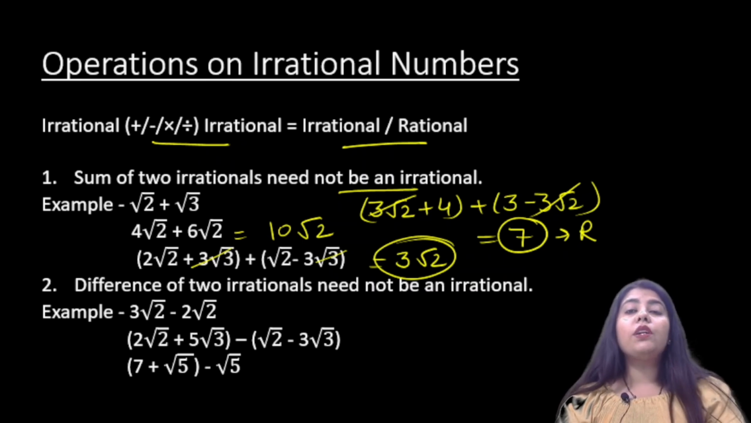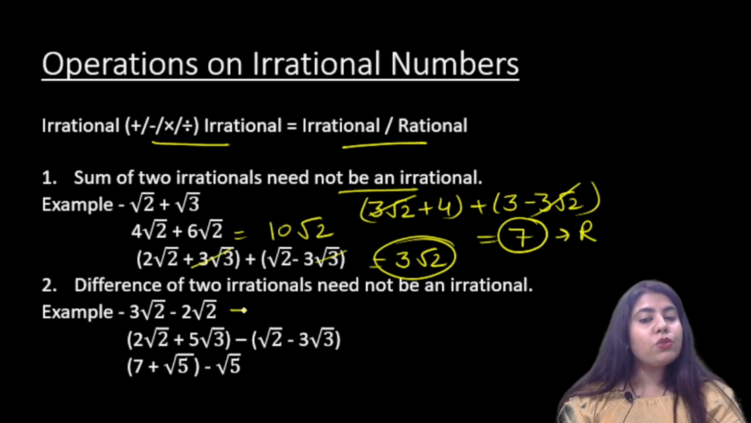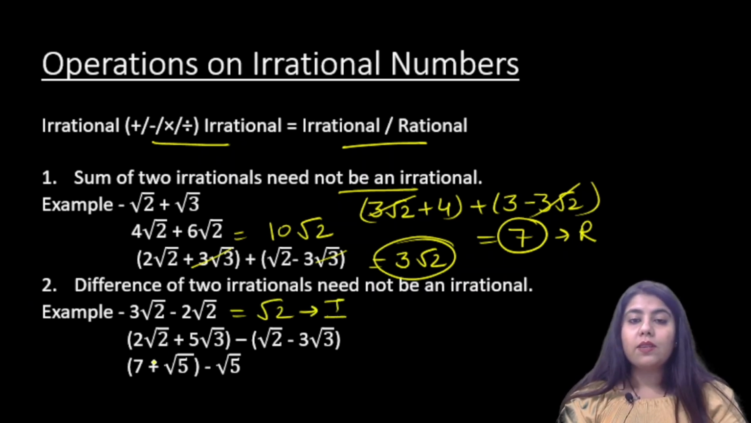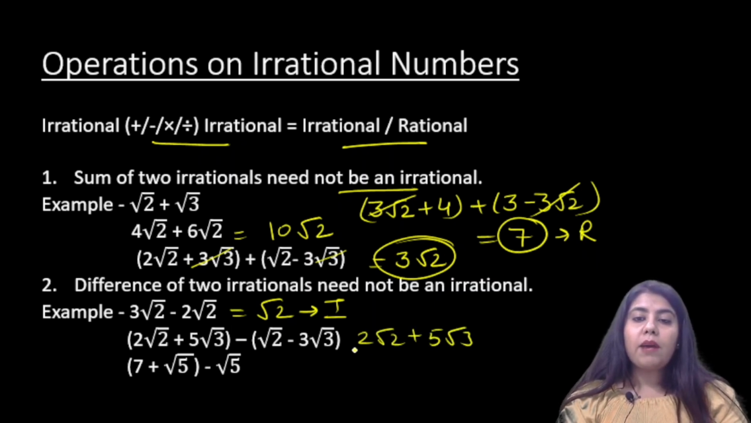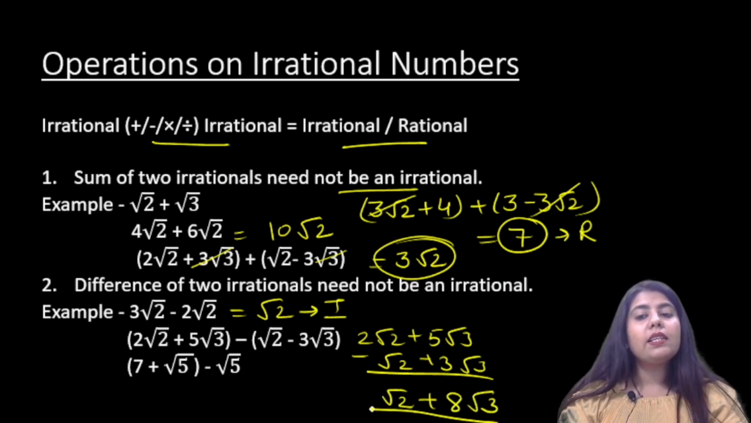Similarly, if we talk about the difference of two irrational numbers, it can also be rational or irrational, meaning it need not be irrational. Let us take the examples. 3 root 2 minus 2 root 2 is root 2, which is irrational, right? Next, 2 root 2 plus 5 root 3 minus root 2 minus 3 root 3. When we solve it, we get 2 root 2 plus 5 root 3 minus root 2 plus 3 root 3. 2 root 2 minus root 2 is root 2, and 5 root 3 plus 3 root 3 is 8 root 3. It is also an irrational number, right?